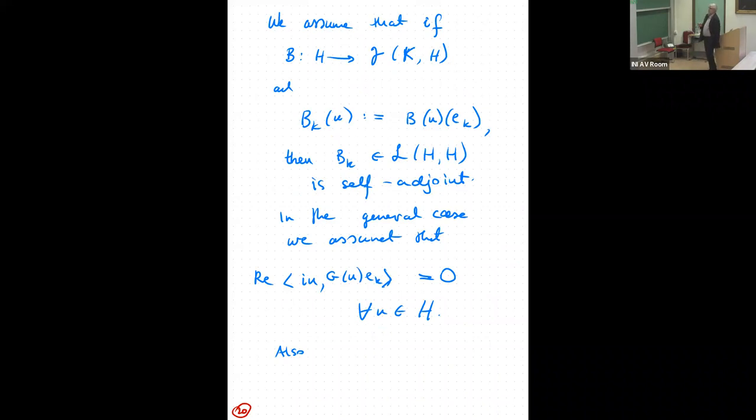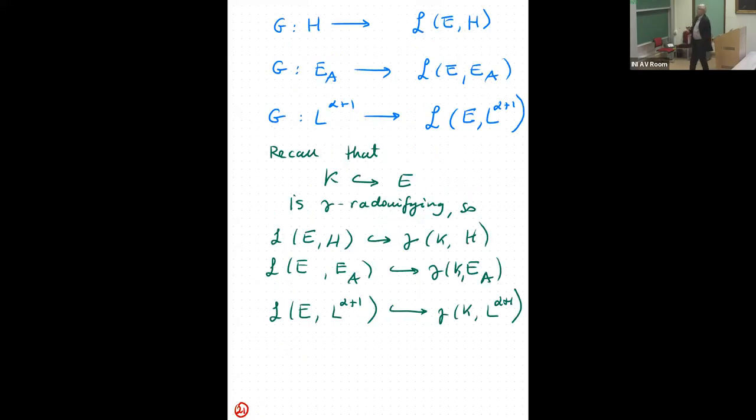I thought about B, so I can say a little bit more about operator B. Just one example: B can be a linear operator from H to gamma-radonifying operators, which in this case are Hilbert-Schmidt operators. If I denote Bk of u as B of u acting on the eigenvectors, we assume that Bk is self-adjoint. And in the more general case, we assume that the real part of i u, G of u on every e_k is 0, which is an assumption similar to the assumption about F, and again is responsible for the L2 norm being preserved.